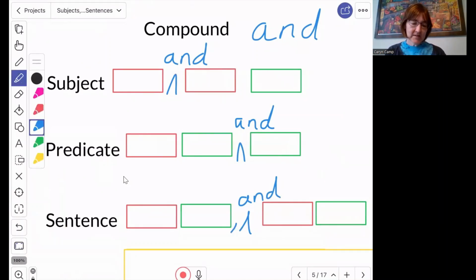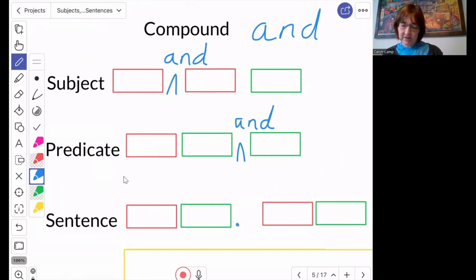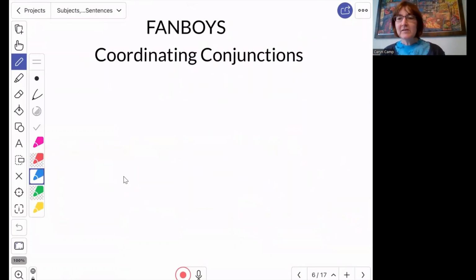because with a compound sentence, we could get rid of that and, put a period here, turn this back into a capital letter, and we would be back to having two simple sentences. So the way to glue together two simple sentences and make a compound sentence is to use fanboys.